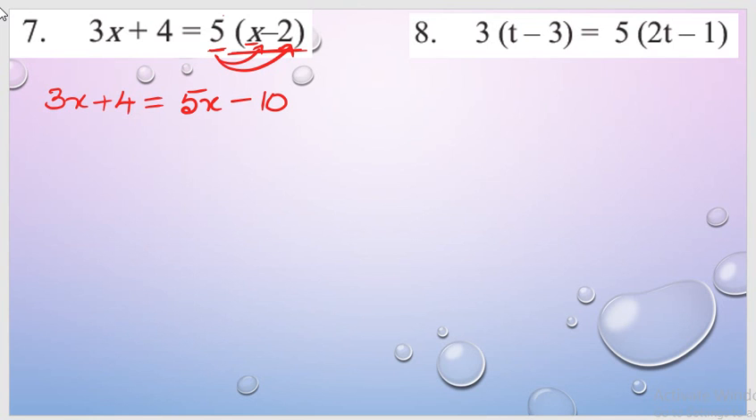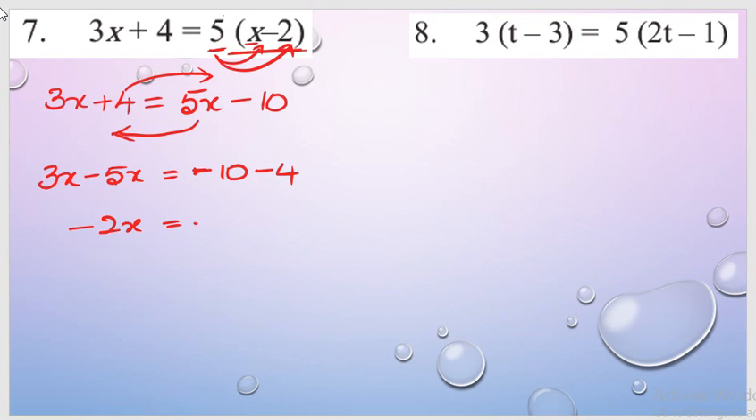Now again we got the question in the previous format, right? So what I am going to do? I am going to transpose this 5x to the left hand side and 4 to the right hand side. So from this what I am going to get? 3x minus 5x is equal to, already minus 10 is present here. This plus 4 will become minus 4. So 3x minus 5x is nothing but minus 2x, which gives me minus 14.